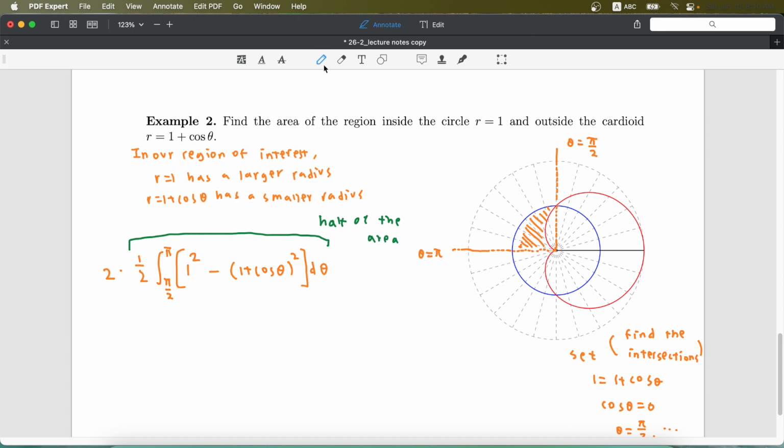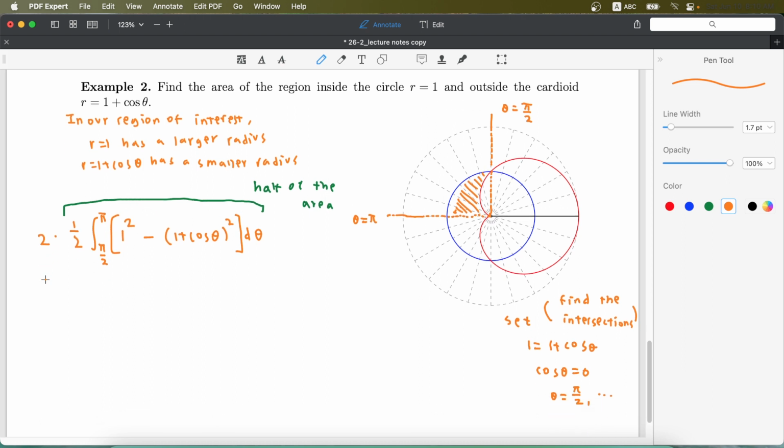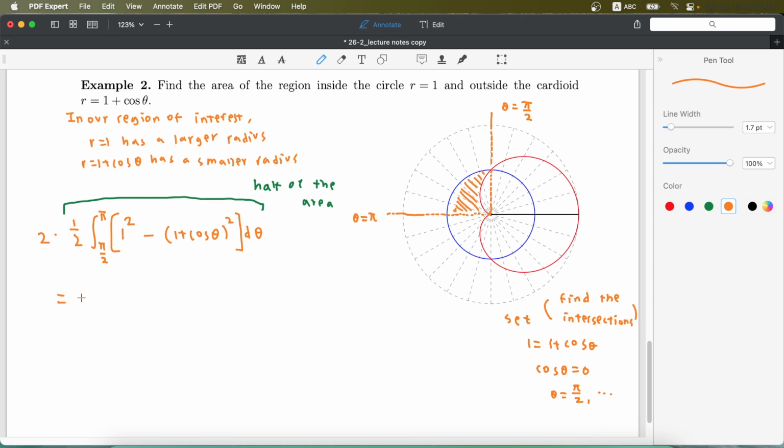Now, if you do from pi over 2 to 3 pi over 2, you don't need to multiply by 2. Let's finish this. 2 times 1/2 is 1. So pi over 2 to pi. Right here, I will have 1 minus. Let's fold this out.